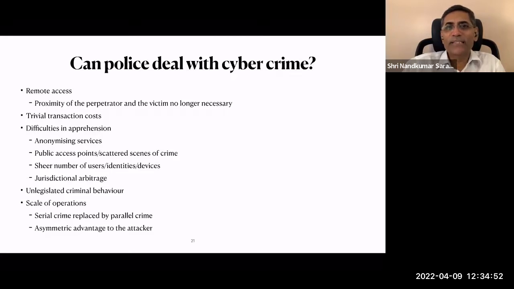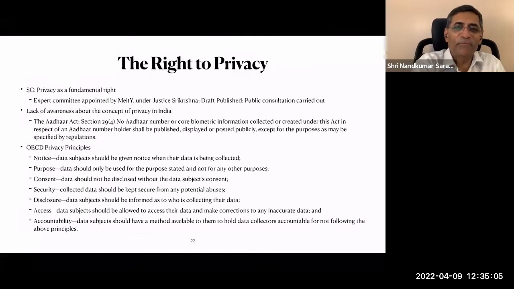etc., very difficult. They always operate out of jurisdiction, as I said. So it's very difficult for the police to catch anybody and make example out of them. And serial crime earlier was the norm. One person was committing only one crime at a time. Now they can commit many more crimes.